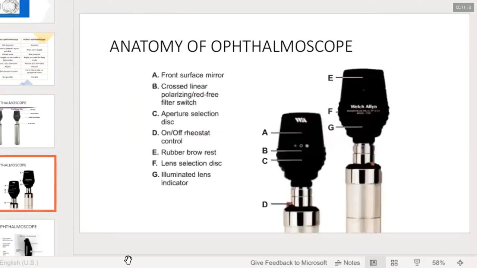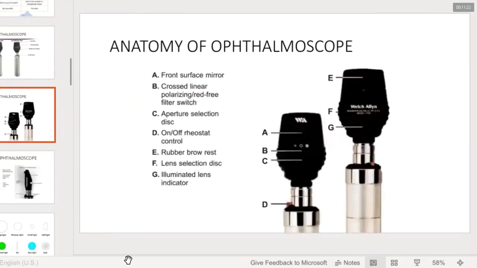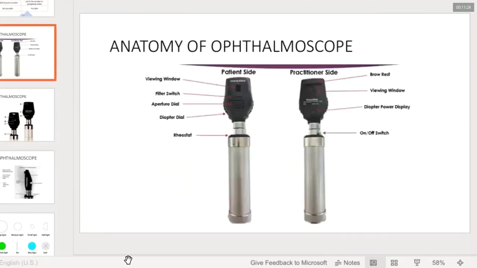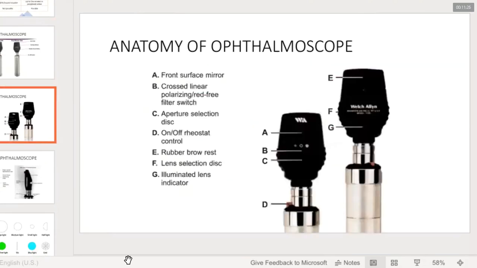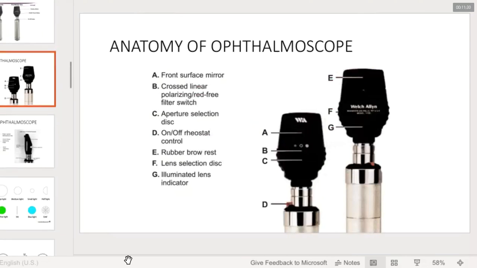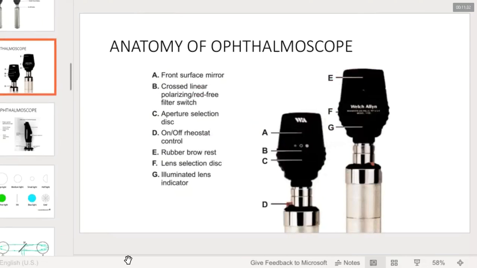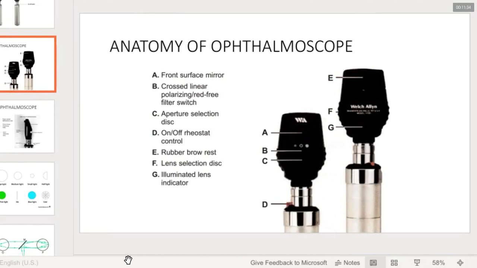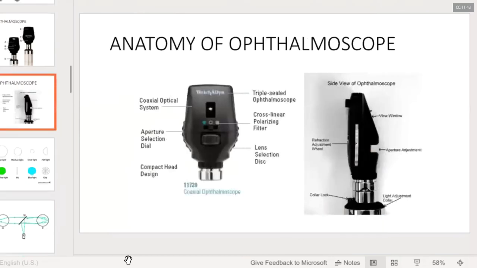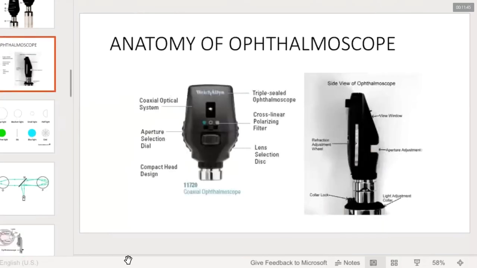Just below the viewing window, there'll be a diopter power display, and then the on and off switch. Okay. So I think this would be almost the same. So this is the commonly available direct ophthalmoscope, the Welch Allyn. Actually, there are a lot of other types of direct ophthalmoscope, but for the purpose of our lecture today, I'll be using this ophthalmoscope.